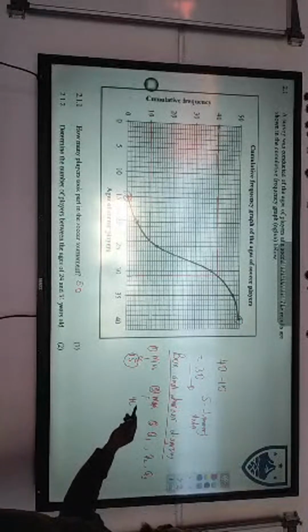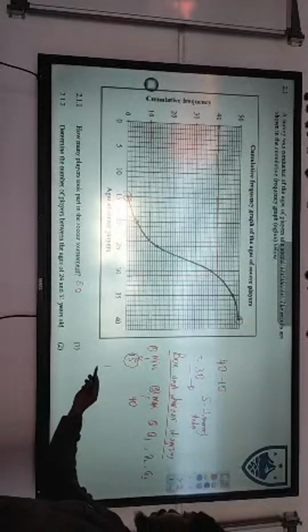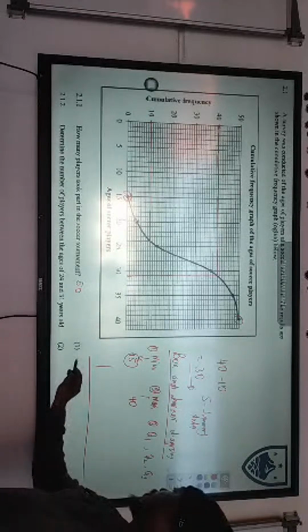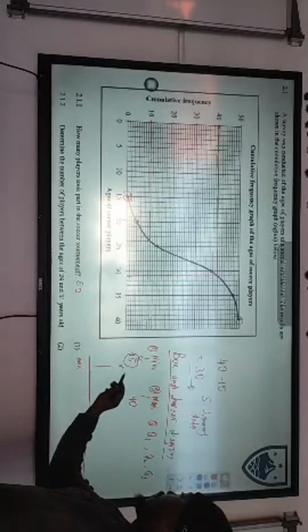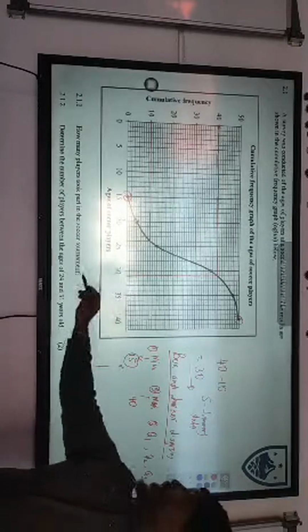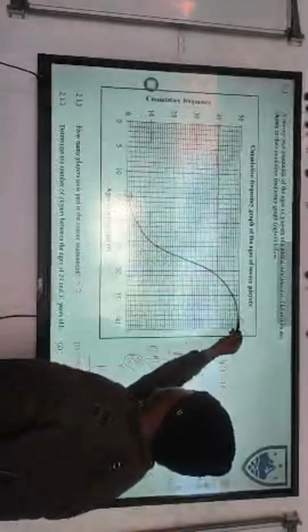And then our maximum value will be how much? Our maximum value will be 40. So we have our minimum value, and we've found our maximum value. Minimum 15, maximum 40. This is very easy because you can easily take it from the diagram.